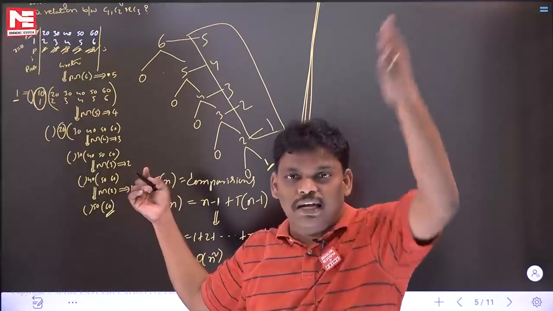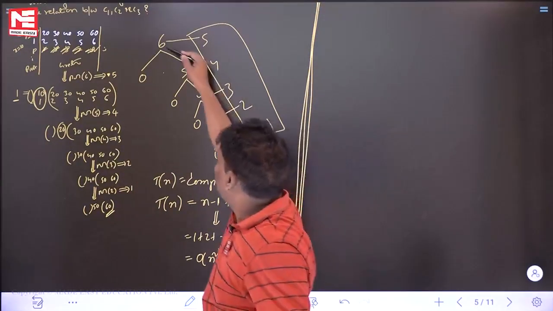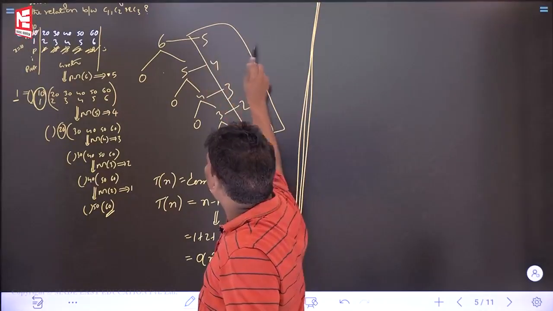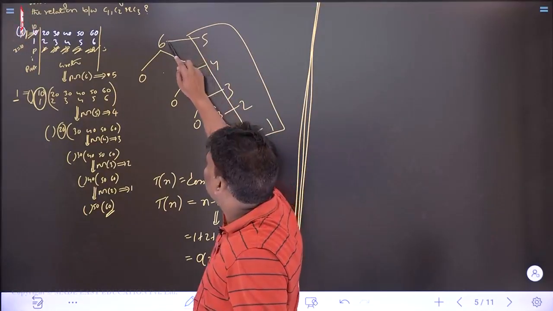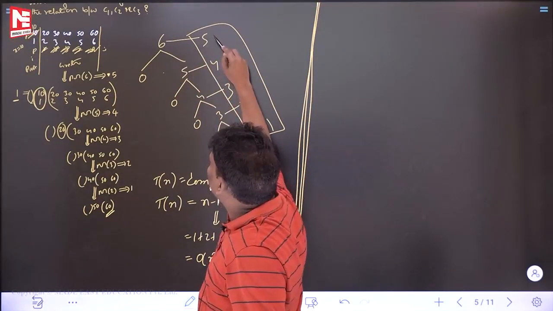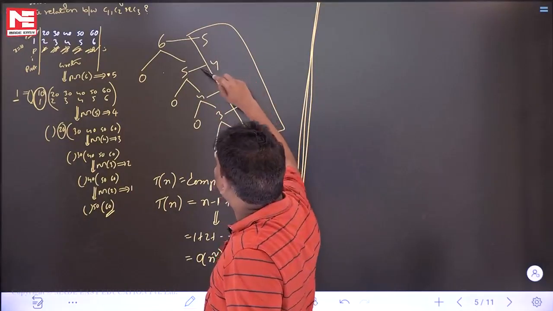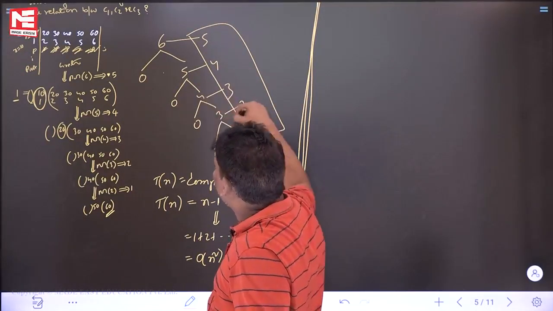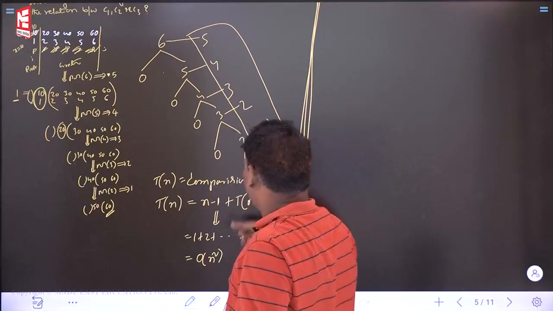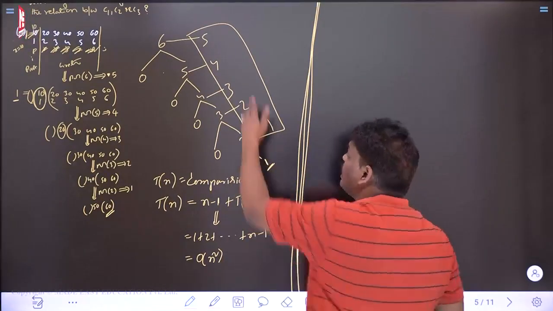Why? I think it is an n level tree. See this one, n level tree almost, and every level takes n time. Why every level n time? You are applying partition. First level partition, n time. Second level partition, n time approximately. Third level partition, n time. N times n is n square. Actually, it is not exactly n times n.